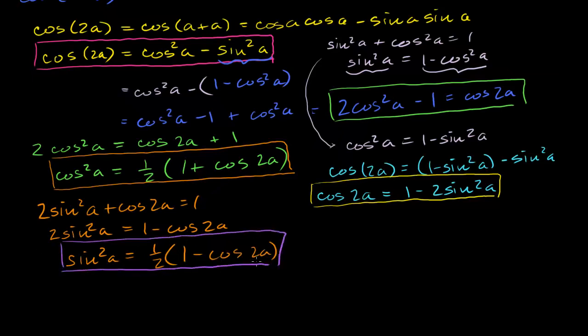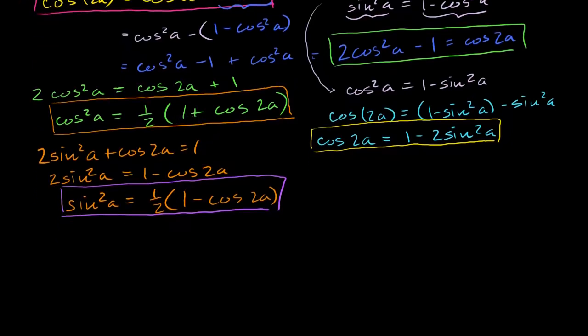And this is interesting. It's always interesting to look at the symmetry. They're identical, except you have a plus cosine of 2a here for the cosine squared, and you have a minus cosine of 2a here for the sine squared. So we've already found a lot of interesting things. Let's see if we can do anything for the sine of 2a.